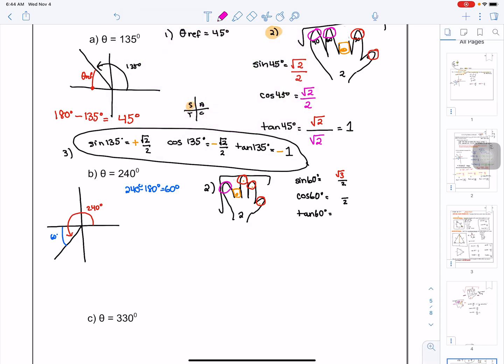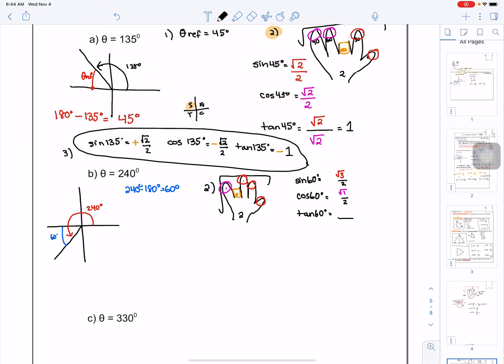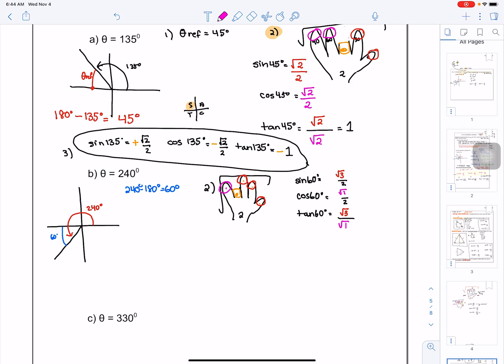For cosine, I have 1 finger, so I would write root 1 over 2. And then my tan would be the sine fingers divided by the cosine fingers, which is root 3 over root 1. And then you can clean these values up. So this would be root 3 over 2. Square root of 1 is 1, so this would be 1/2. And then root 3 divided by 1 is just root 3.